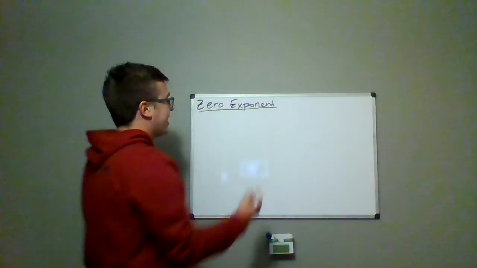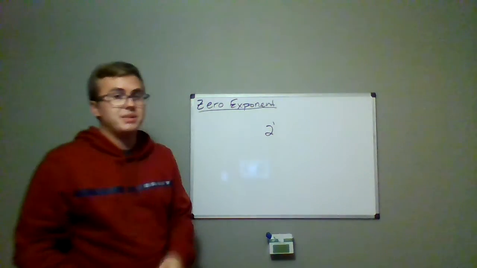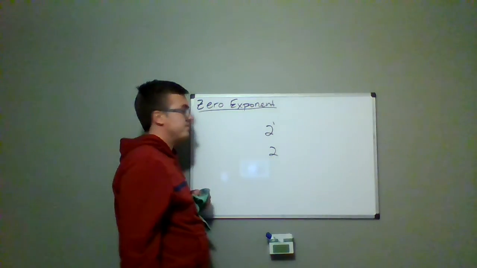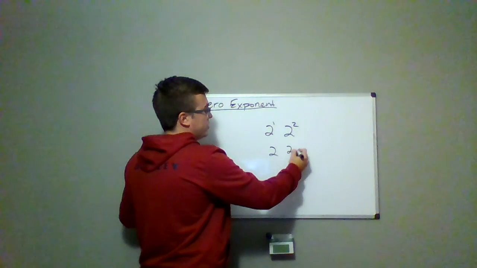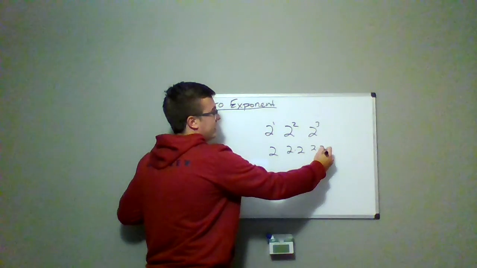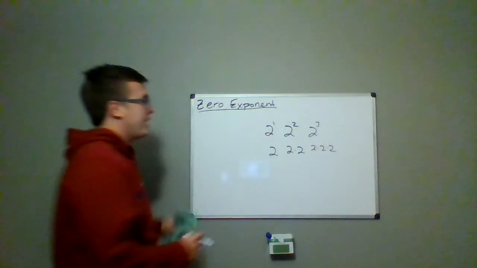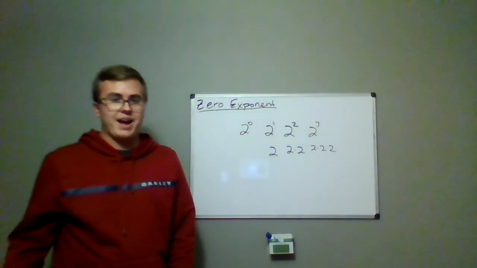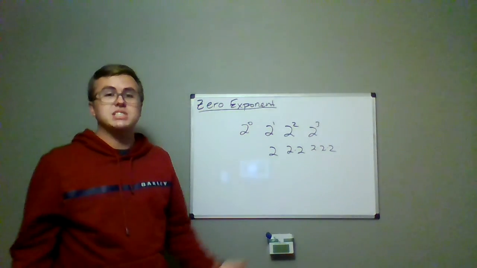If I say 2 to the first power, that means I just have 1 2 there. So underneath, I'm going to write 1 2. If I do 2 to the second power, then I have 2 2s. If I have 2 to the third power, then I have 3 2s. So then if I take it back a step, if I have 2 to the 0 power, how many 2s do I have there? You should say that I have 0 2s there, but I got to have something there.